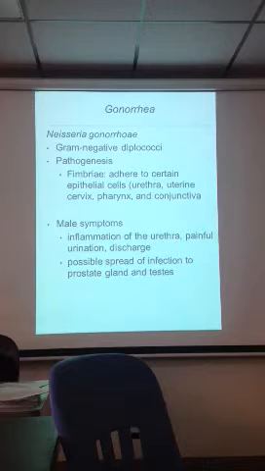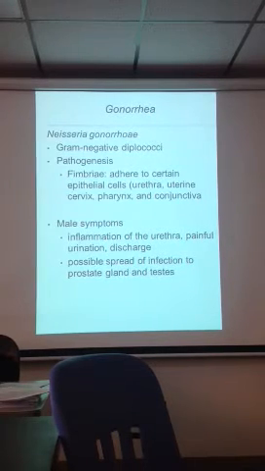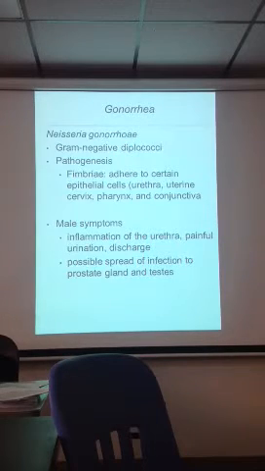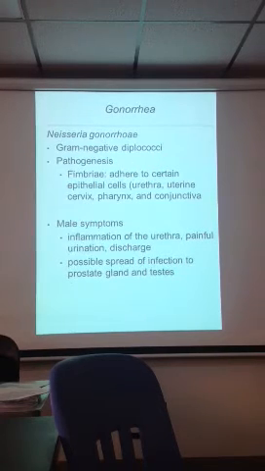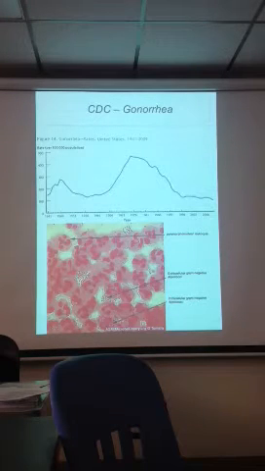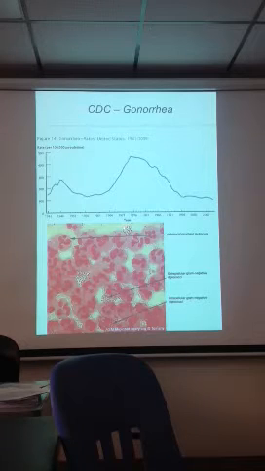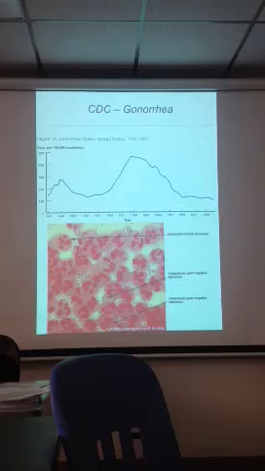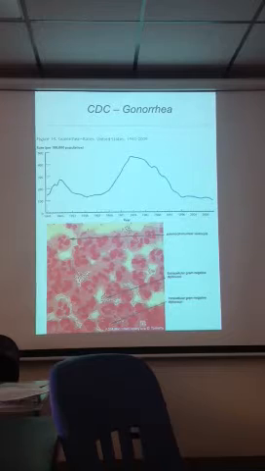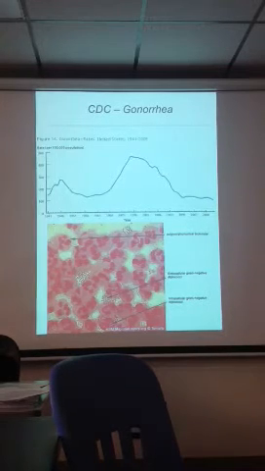Okay, the first one I want to talk about is gonorrhea. This is caused by Neisseria gonorrhoeae. It's a gram-negative diplococcus. So this arrangement and shape is often used as a way to identify the bacteria. So here you can see the bacteria. This is what the bacteria looks like, and these are white blood cells. You often find white blood cells when there's an infection involved. That's why you may hear about the white blood cell count, to tell you there's an infection.